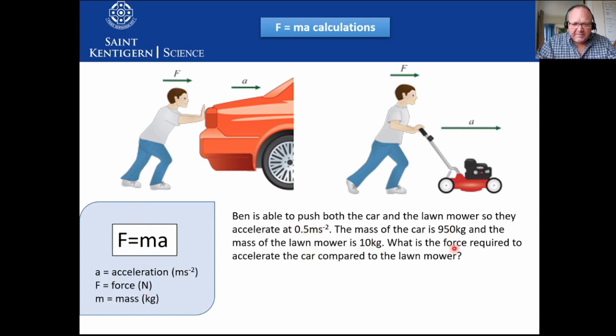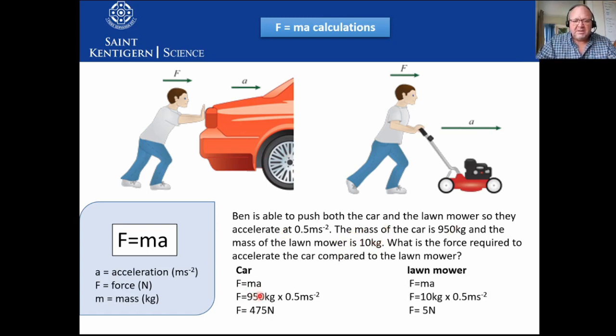So if we take 0.5 for the car and we multiply it by 950, so half times 950 gives us 475, and force is measured in Newton. If we take 0.5 and multiply it by 10, that's half times 10, gives us 5 Newton. So you can see that it is very different, because the mass is different. So the car is 950 times a half is 475. Lawnmower is 10 times a half gives us 5.